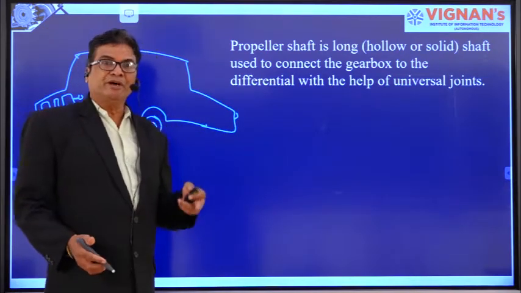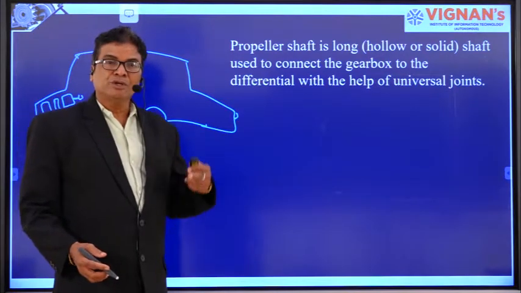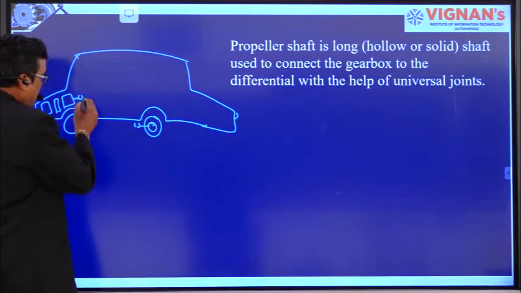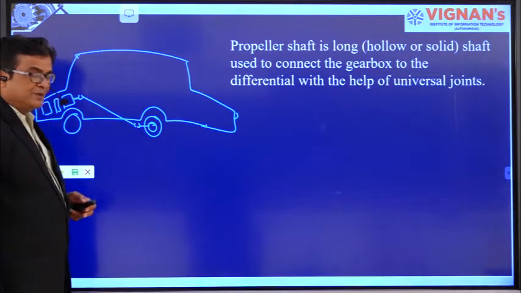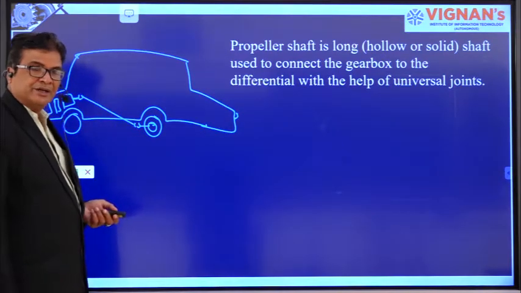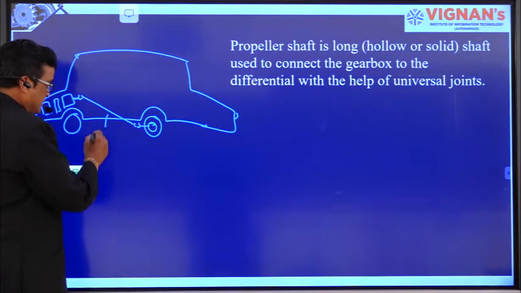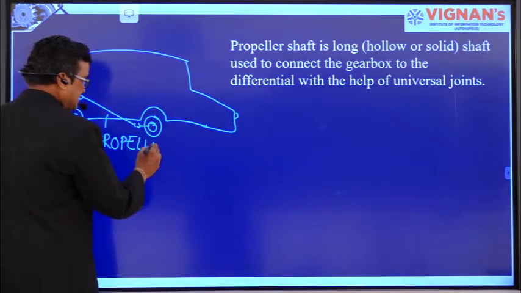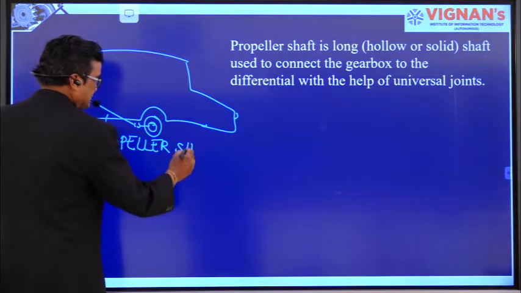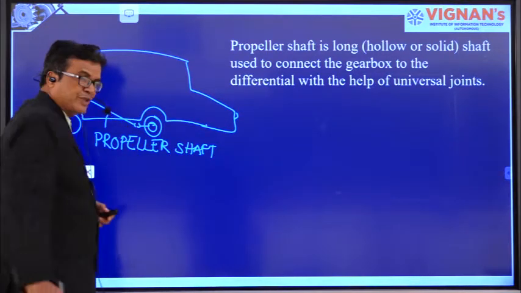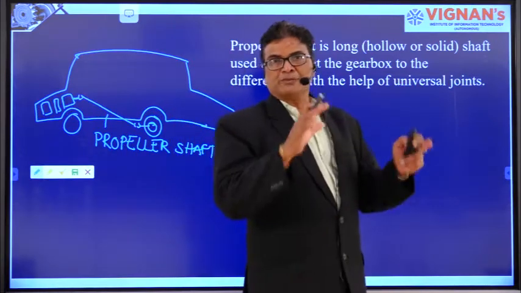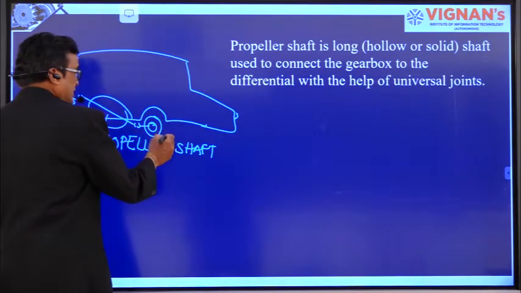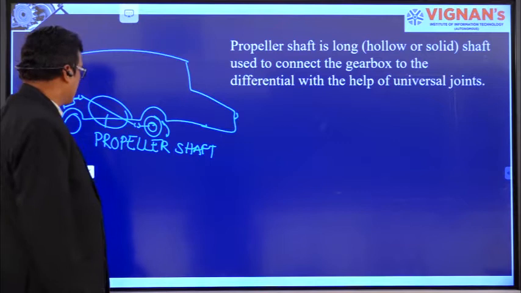So a shaft made hollow, that is a hollow shaft, gives more torque as per our strength of materials concept. So the hollow shaft is used to connect the gearbox to the rear wheel. This hollow shaft is called the propeller shaft. Since this shaft is moving the vehicle, moving means propelling, that's why it is called the propeller shaft. This is finally moving the rear wheel, that's why it is called the propeller shaft.